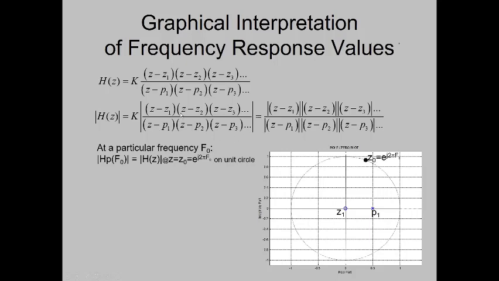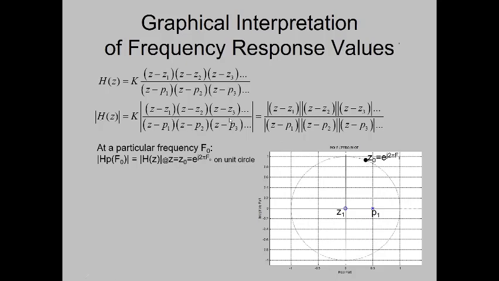And if we want to know what's happening at some particular frequency f0, we're looking for the frequency response at this particular frequency. We know we have to go up on the unit circle. We have to evaluate H(z) at z equals e to the plus j2πf0. So we figure out what that angle is and find that position on the unit circle.